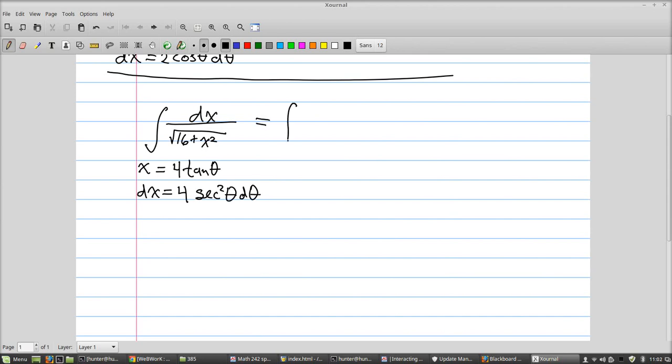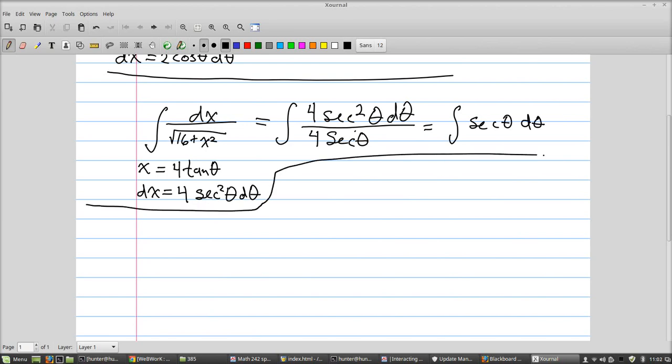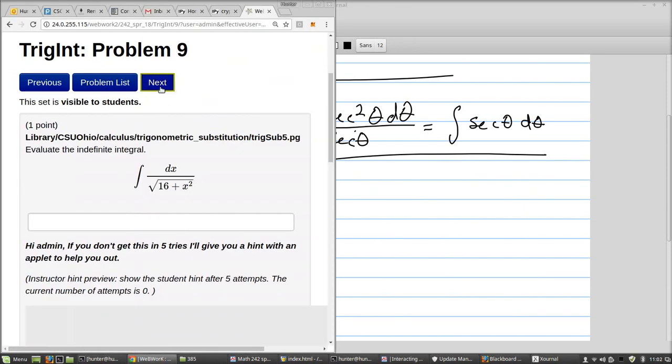So this becomes the integral of 4 secant squared theta d theta divided by, this becomes 4 times secant theta. Or sorry, just secant theta. All right, so this is just the integral of secant theta d theta. And you should be able to do that, and in the worst case you can just look it up. All right, so next.